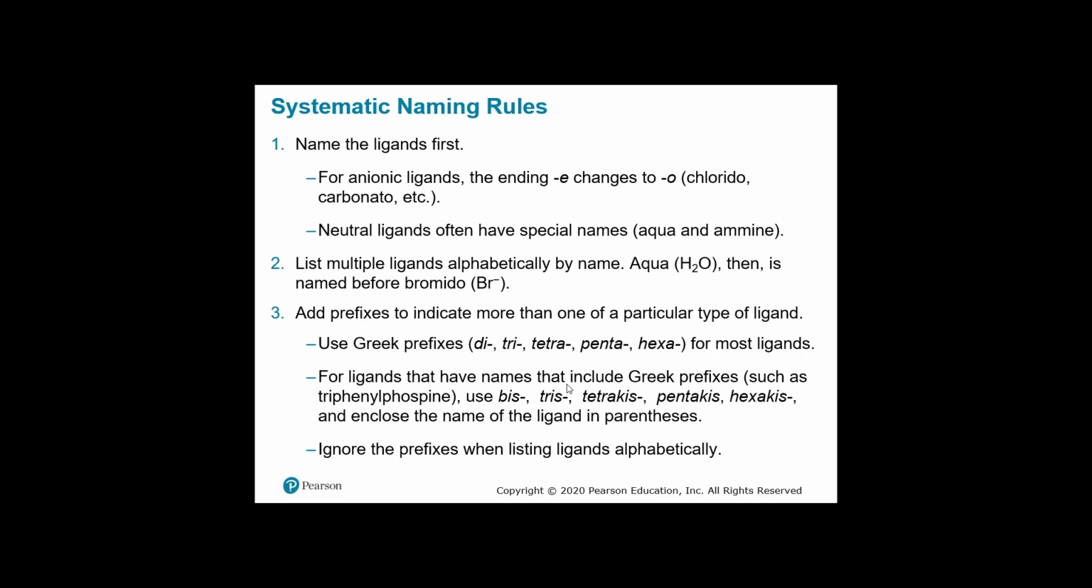Add prefixes to indicate more than one of a type of ligand. We're going to use di, tri, tetra, penta, hexa. Hopefully you understand those. For ligands that have names that include Greek prefixes, like triphenylphosphine, we would use bis, tris, tetrakis, pentakis, hexakis, and enclose the name of the ligand in parentheses. I know some of this seems overwhelming, but it has to be learned. Ignore the prefixes when listing ligands alphabetically.